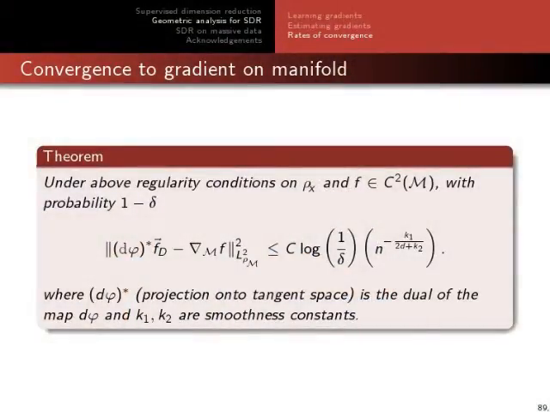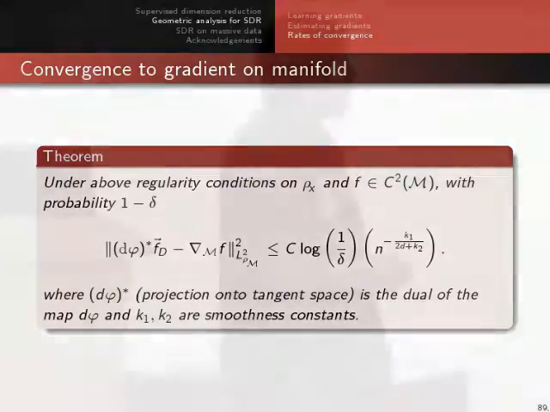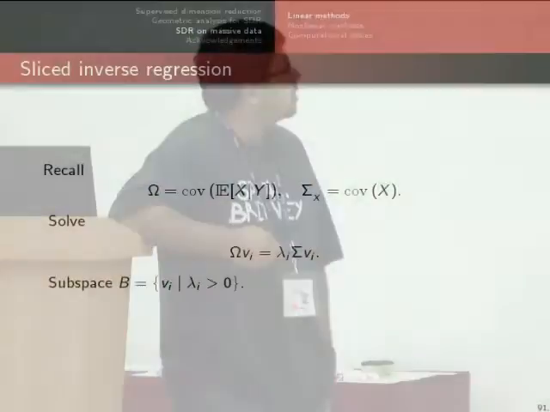Then basically what you can show is our gradient estimate, f vec on data, which is a p-dimensional object, converges to del sub M f, my gradient on the manifold, which is a d-dimensional object. What d phi star is doing is pulling this p-dimensional object back to the d-dimensional manifold. In terms of an L2 norm on the support on the manifold, this convergence rate is not in the dimension of the ambient space, but in the dimension of the manifold. That's the basic message. So in the manifold case, the convergence rate is much faster.